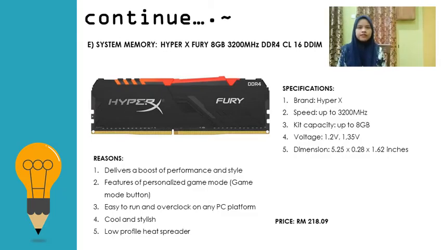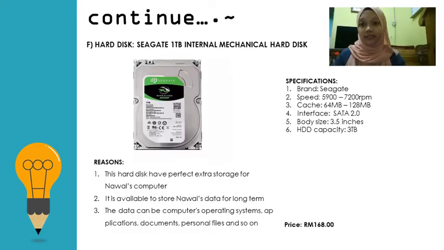Specification: the brand for this system memory is HyperX. The speed for the system memory can be up to 3200 MHz. The kit capacity is up to 8 GB. The voltage is 1.2 volt and 1.35 volt. The dimension for the system memory is 5.25 times 0.28 times 1.62 inch. Now Nawal can purchase this system memory for RM218. After system memory is the hard disk.